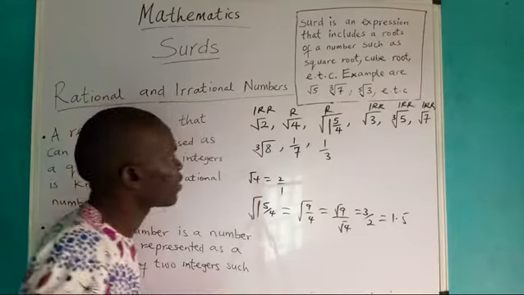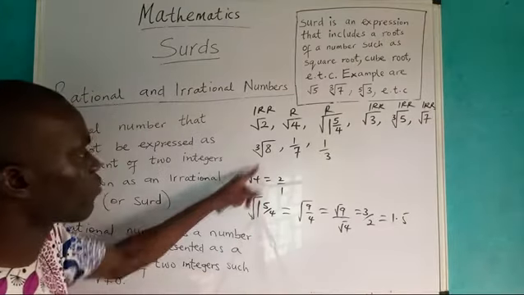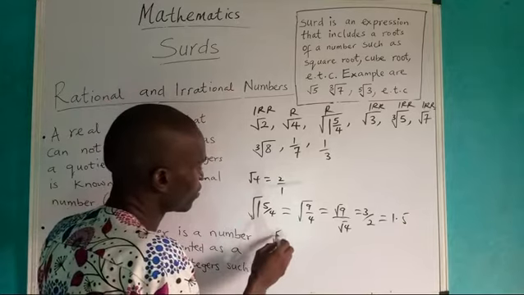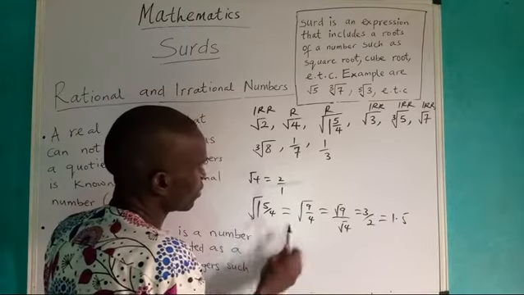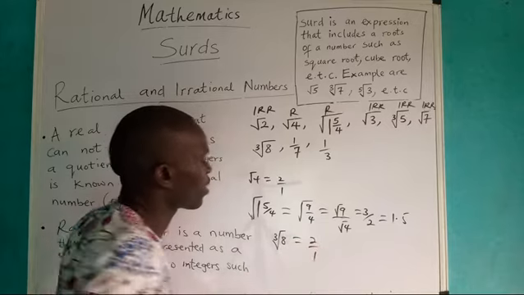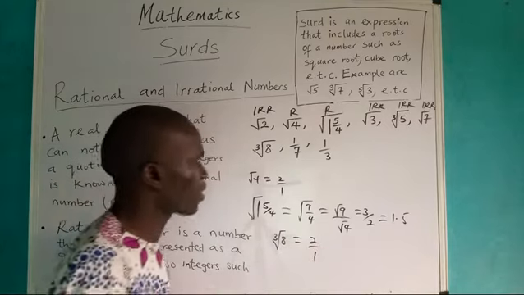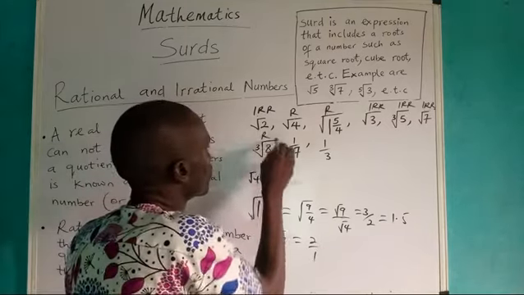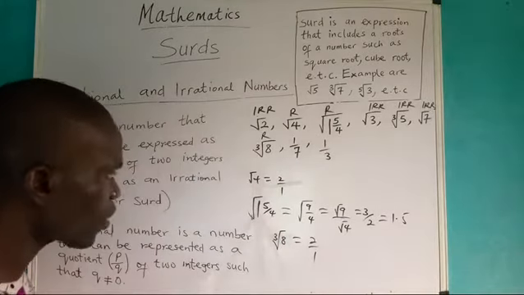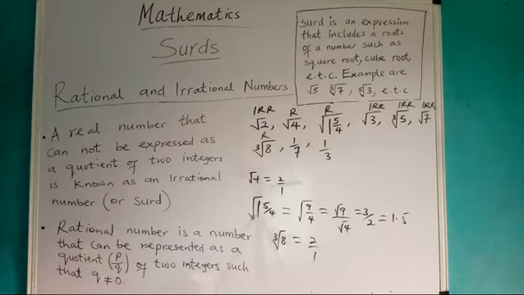This one here is rational: the third root of 8, because the third root of 8 is 2. Please take note, the third root of 8 is 2, and 2 can as well be expressed as 2 over 1. Therefore, this one is rational. Take note of that. Okay, for the other one, 1 over 7, 1 over 7 is rational.